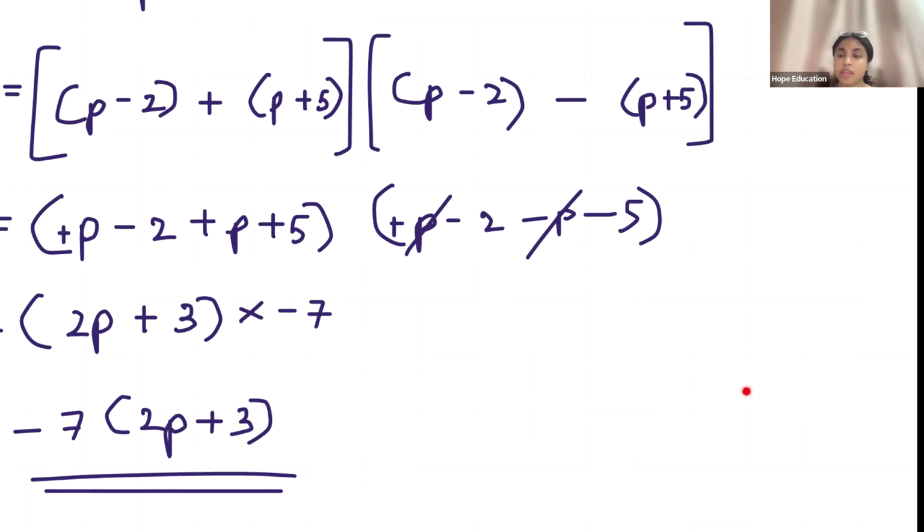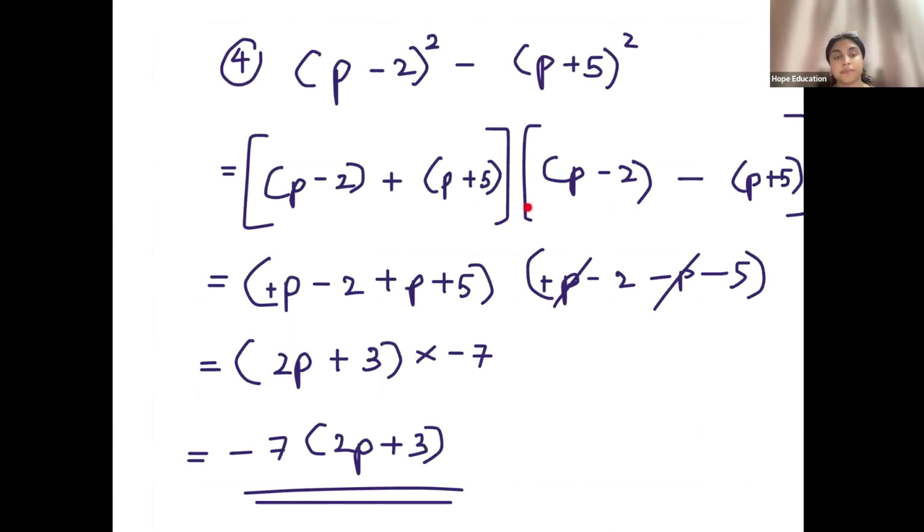Were there any other questions? So why can't we take P squared minus 2 squared as P minus 2 squared? Because both of them are squared. So, the same thing here. P minus 2 squared is not the same as P squared minus 2 squared.